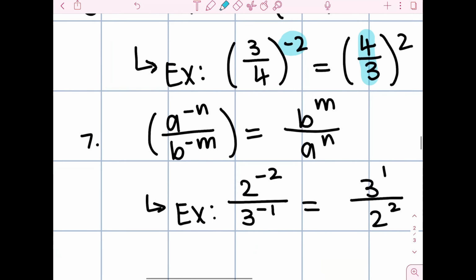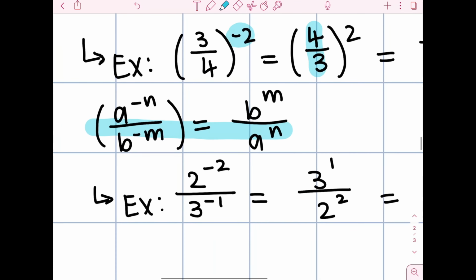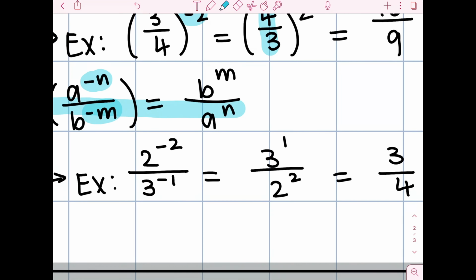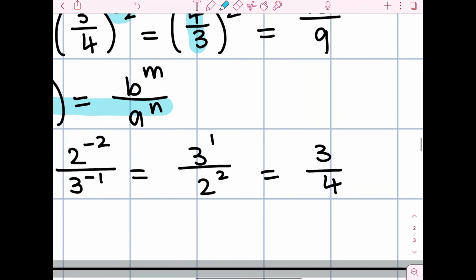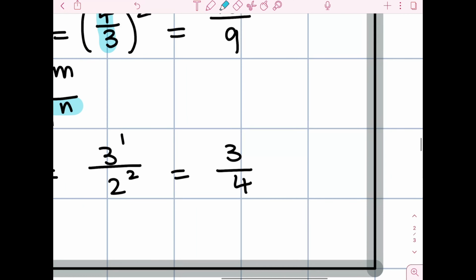And finally, your seventh law is a to the power of negative n divided by b to the power of negative m is equal to b to the power of m divided by a to the power of n. Again, just remember that if you have any sort of negative exponent, you have to switch the numerator and denominator. As an example, 2 to the power of negative 2 divided by 3 to the power of negative 1 is equal to 3 to the power of 1 divided by 2 to the power of 2. If you simplify this, you get 3 divided by 4.